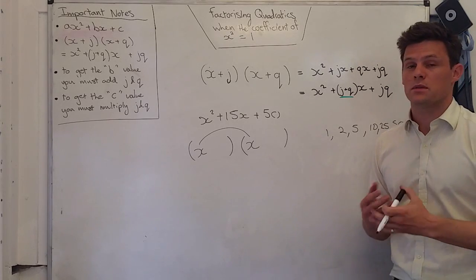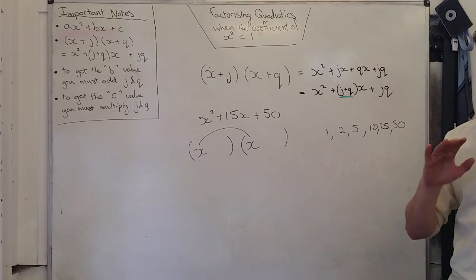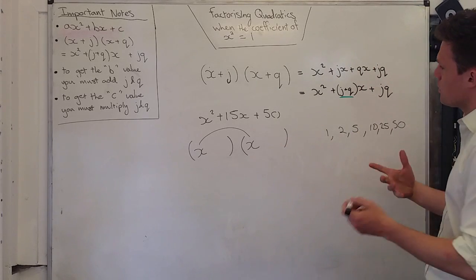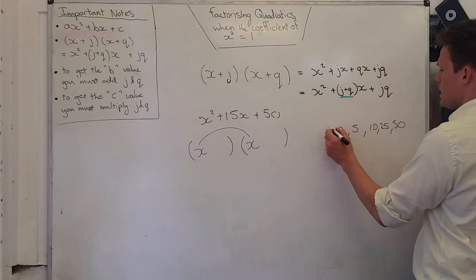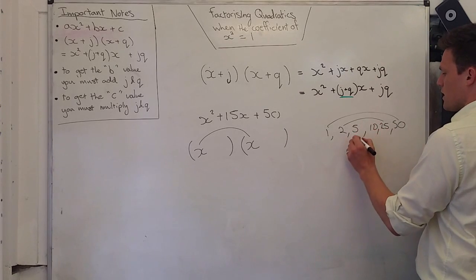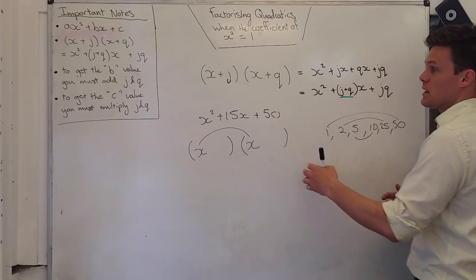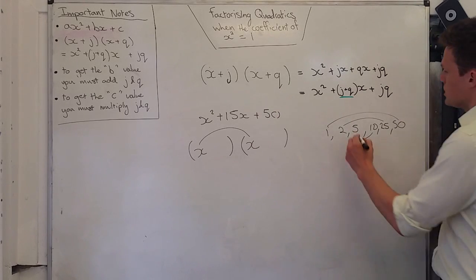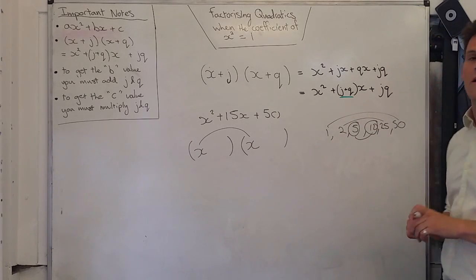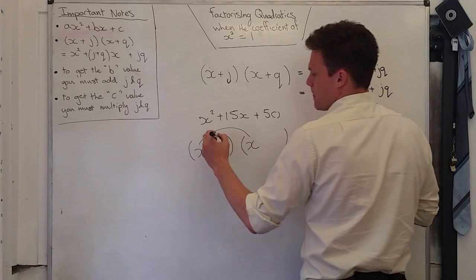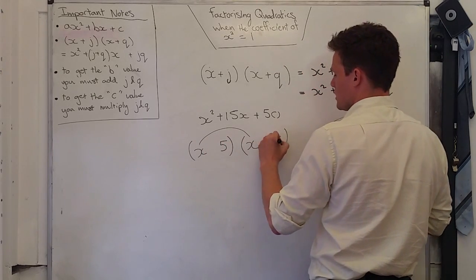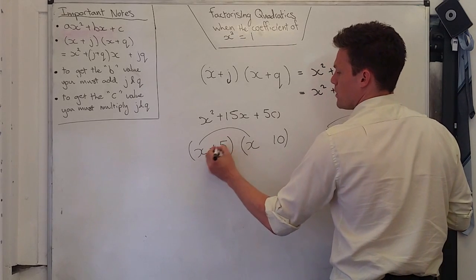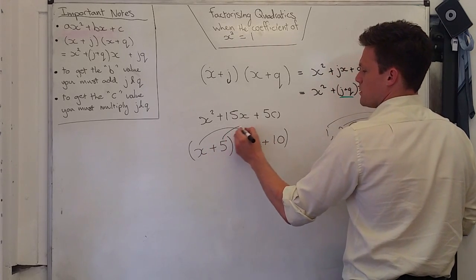It takes a little bit of time, a little bit of getting used to. If you know your times tables well, this really stands you in good stead. But now I know that if I multiplied any of these pairings together, I would get 50 out. I now need to think, how can I add them together to get 15? And obviously the only ones that will work are 5 and 10. So that's going to be 5, and that's going to be 10. And I need to get out positive 15, so they both have to be positive.